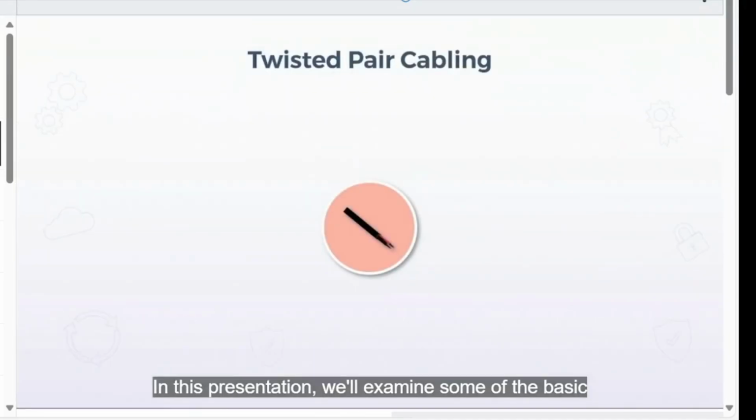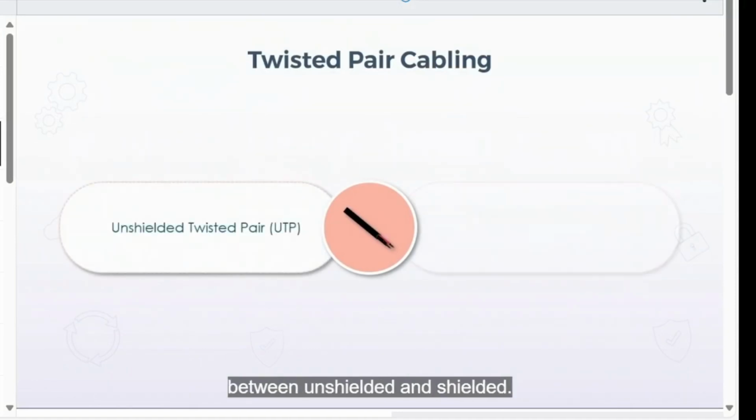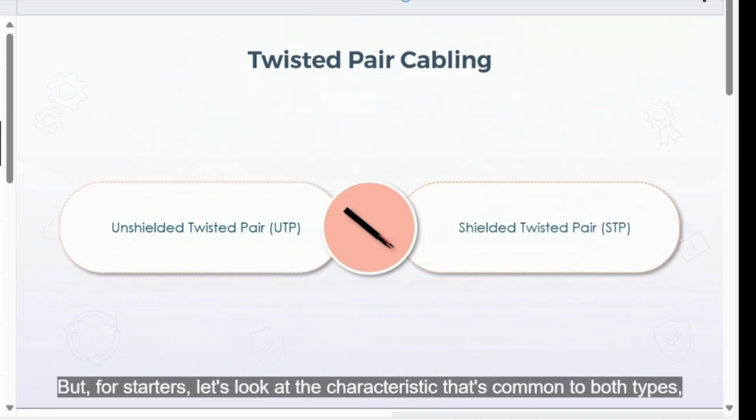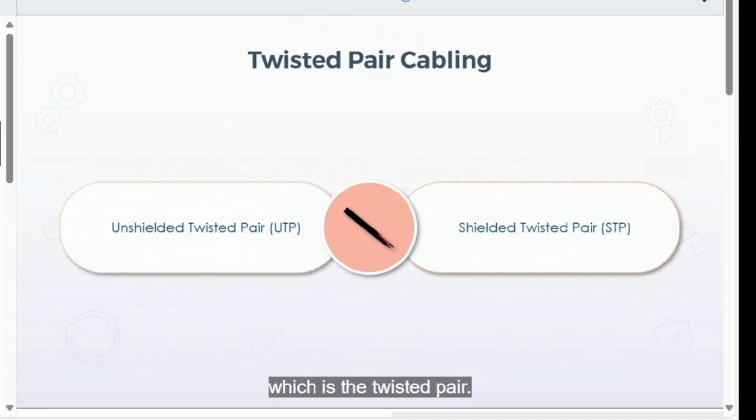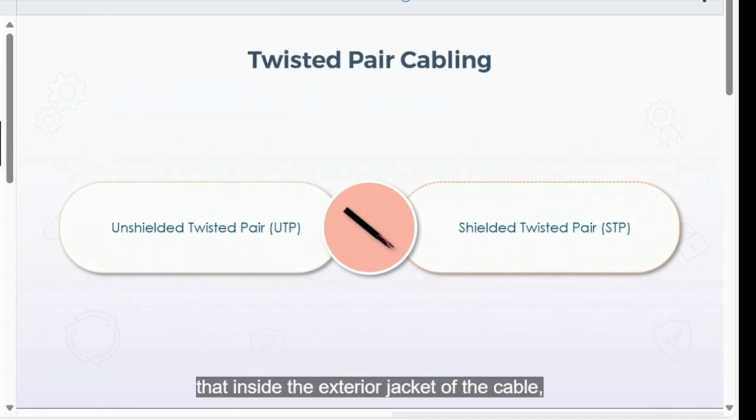In this presentation, we'll examine some of the basic characteristics of twisted pair cabling, most notably the distinction between unshielded and shielded. But for starters, let's look at the characteristic that's common to both types, which is the twisted pair. Virtually all forms of Ethernet cable in the last 20 to 30 years have used this type of construction, which simply refers to the fact that inside the exterior jacket of the cable, there are 8 individual wires, but those 8 wires are divided up into 4 pairs.